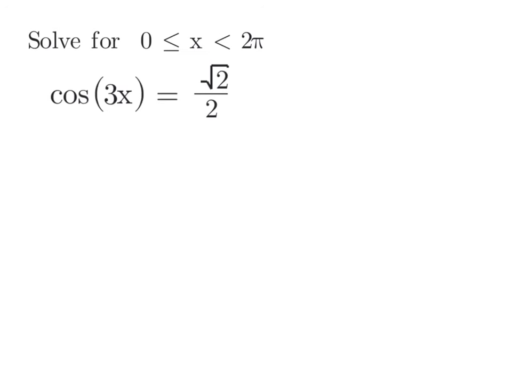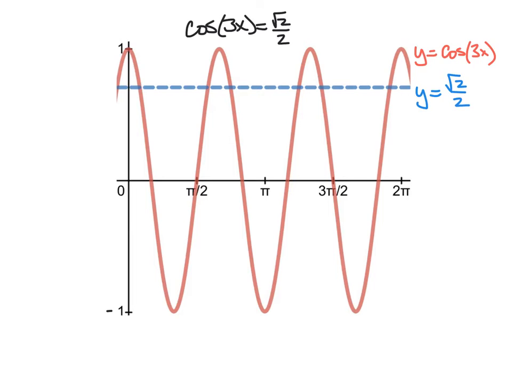So when we look at cosine of 3x now is equal to root 2 over 2, how many solutions do you think that we should get? Well, when we look at things graphically, for y equals cosine of 3x, that 3 takes a normal period of 2 pi and cuts it into a third, so that we have 2 pi over 3. When we look at the graph, we see that we should end up with 1, 2, 3, 4, 5, 6 different solutions in between 0 and 2 pi.